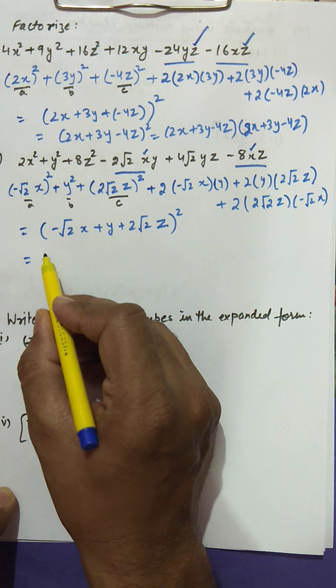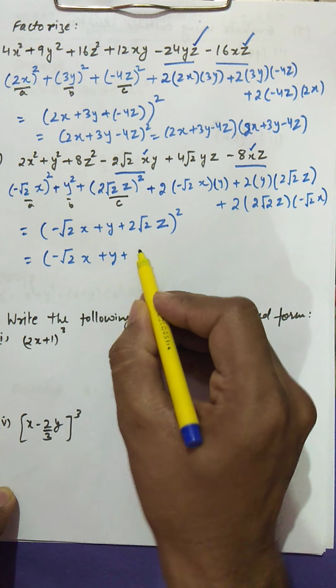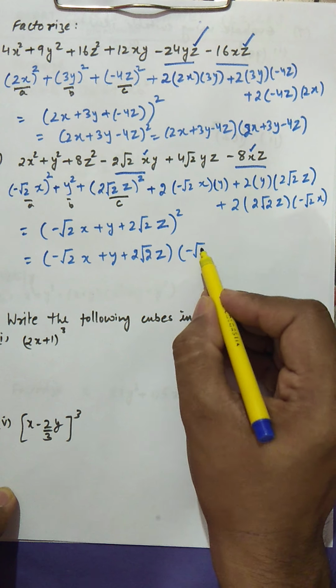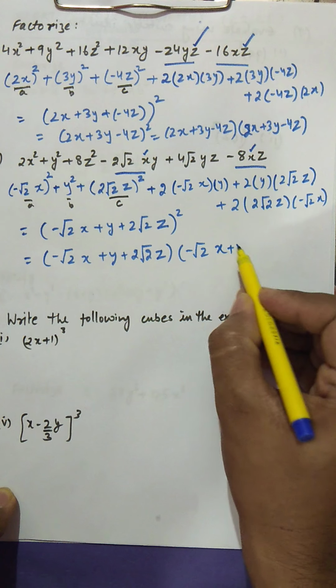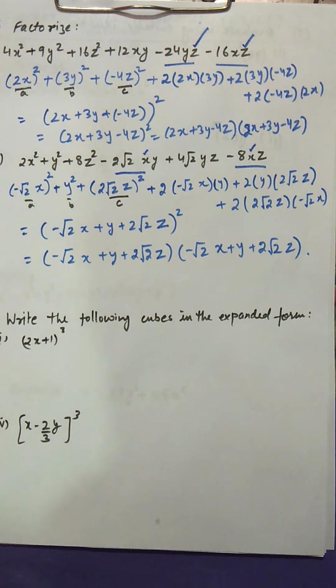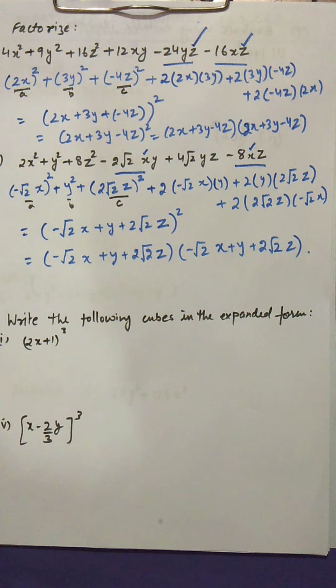Now you can write that as root 2x plus y plus 2 root 2 z, and you can repeat that again, root 2x plus y plus 2 root 2 z. So this way you can factorize these polynomials.